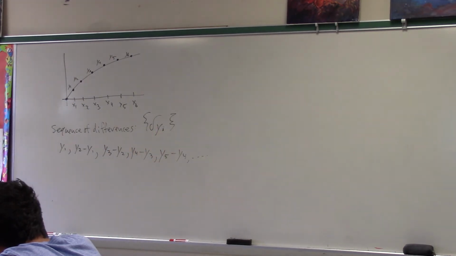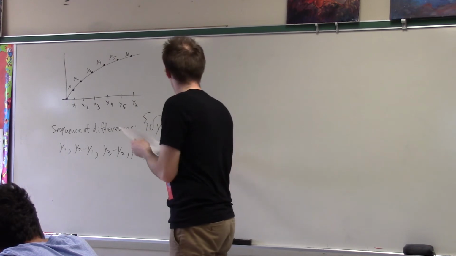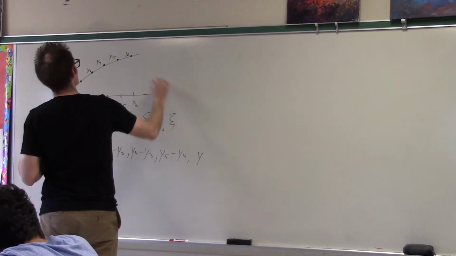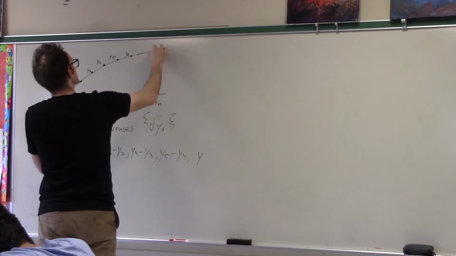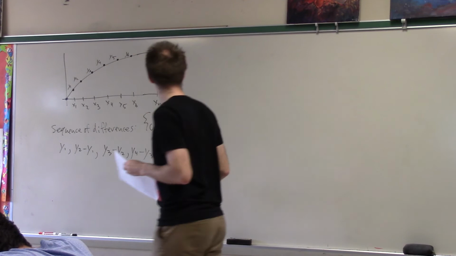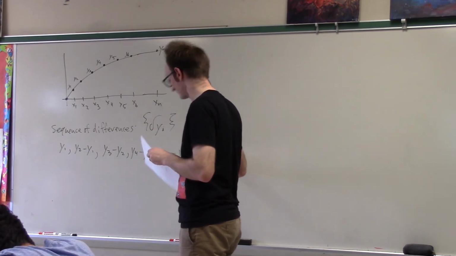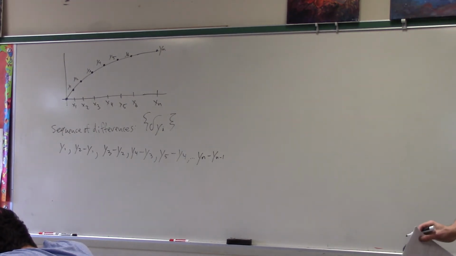Okay. So if we're doing this in general, then it ends with... maybe I went too far here. Let's just call this xn, and let's just call this yn. And so it's going to end with, dot, dot, dot, yn minus y(n-1). Okay, well, this is a sequence of differences.